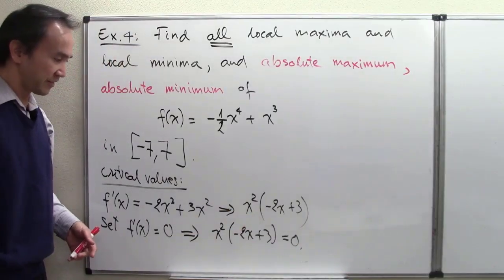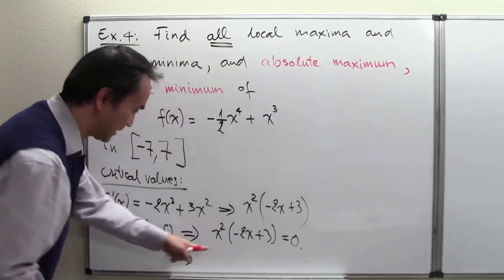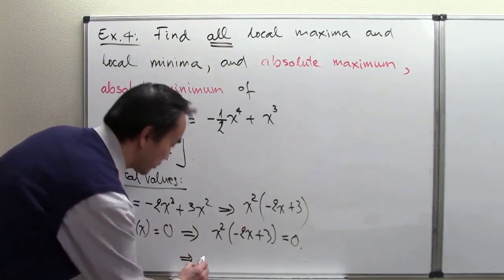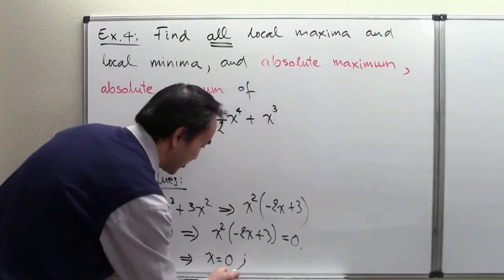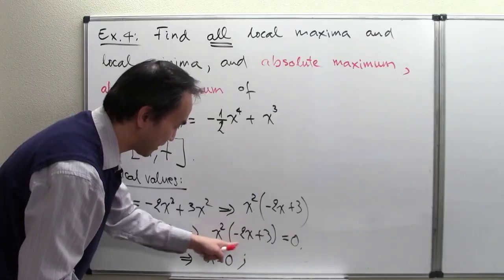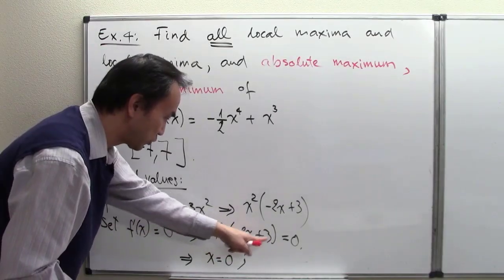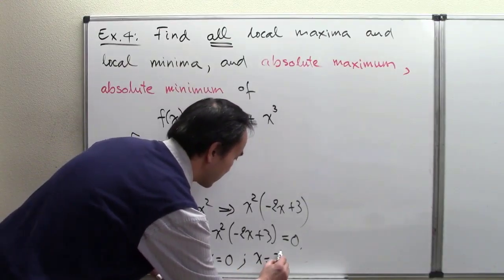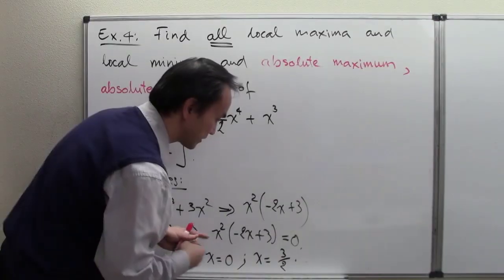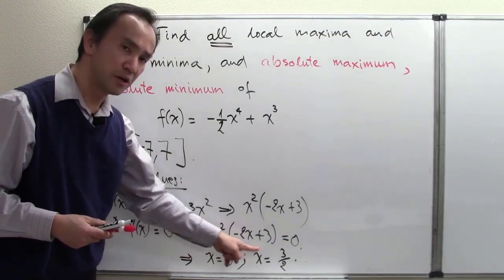And so now at our level here, we should be able to do this quickly, right? The equation here produces x equals 0. That's one solution. And the other solution would come out from minus 2x plus 3 equals 0. And minus 2x plus 3 equals 0 here is going to give me x equals 3/2. Okay, so we found two critical values.